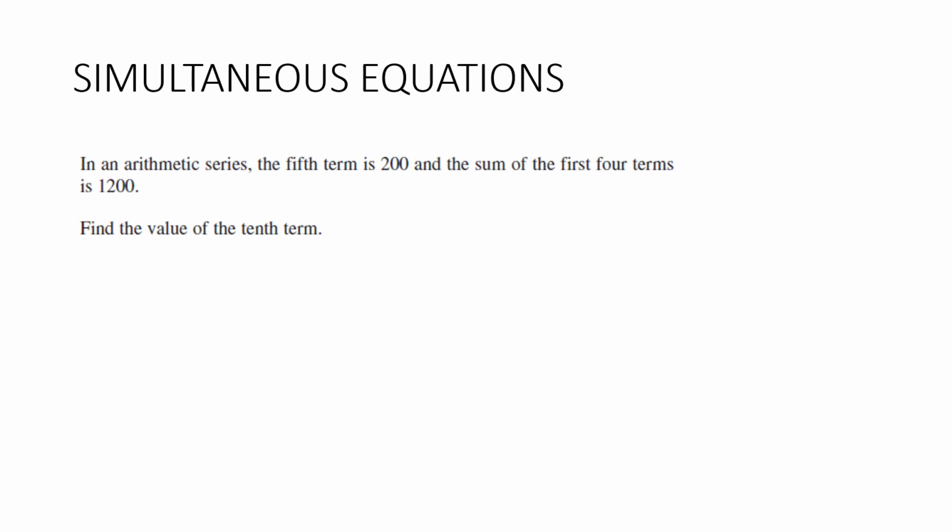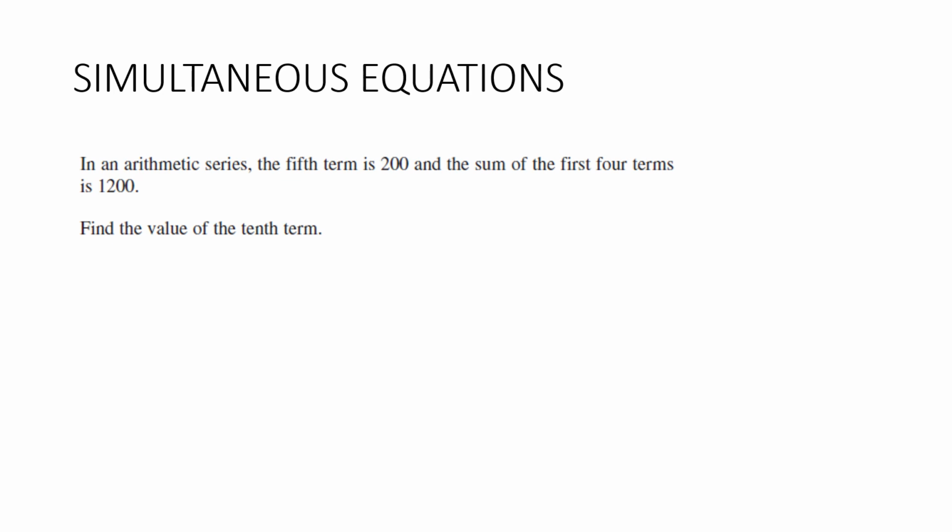Now let's finish off with simultaneous equations because we can get these sorts of questions involving the sum formula. And this is actually a past HSC question. In an arithmetic series, the fifth term is 200 and the sum of the first 4 terms is 1200. Find the value of the 10th term.